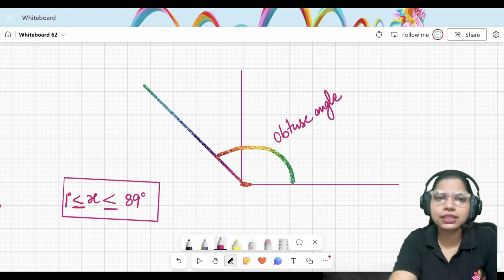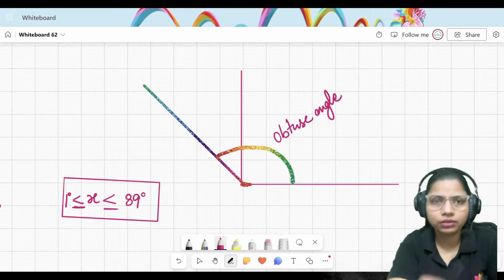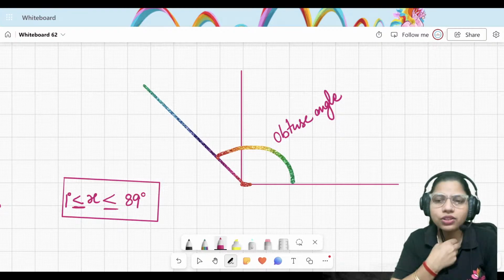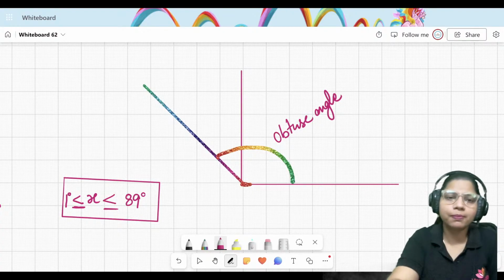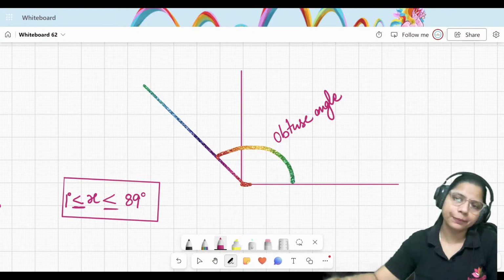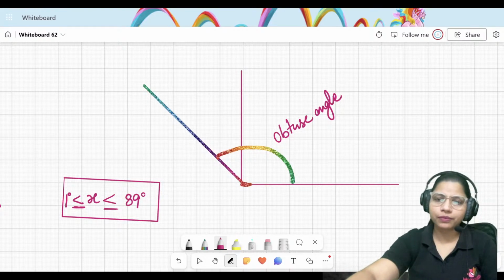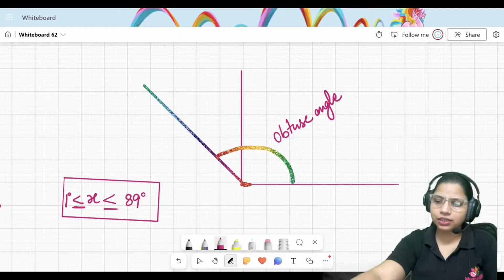Obtuse angle की range आप मुझे बताओगे? Can you tell me the smallest obtuse angle and largest obtuse angle? Just think and tell me. Smallest and largest obtuse angle.